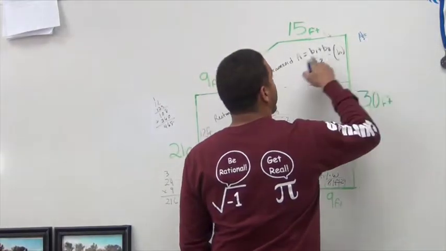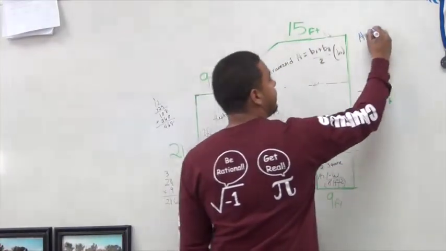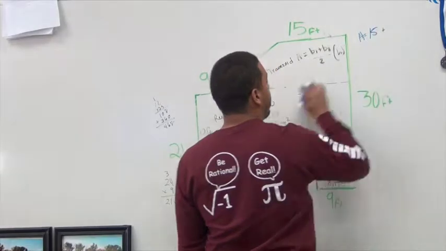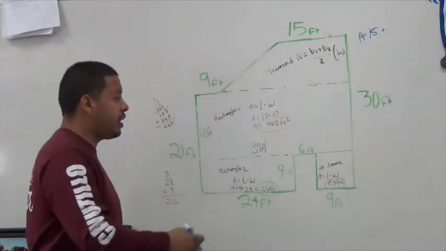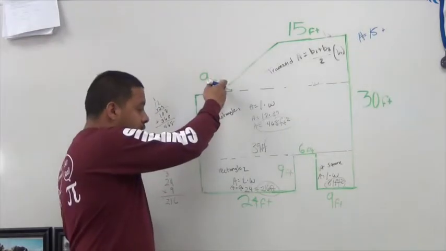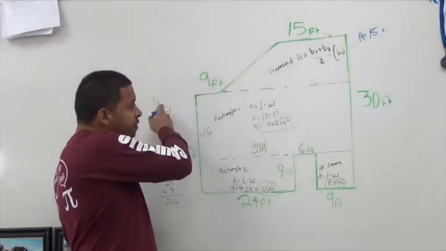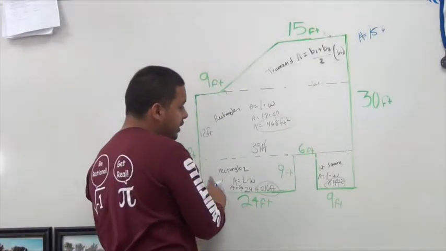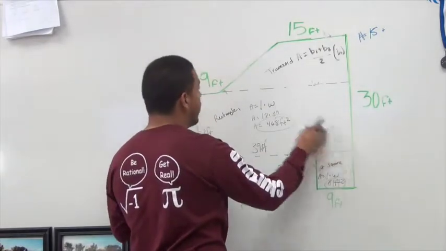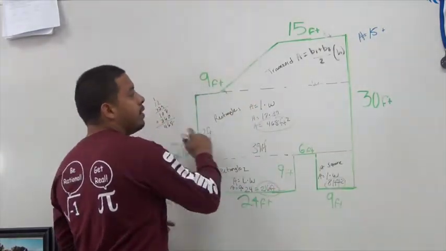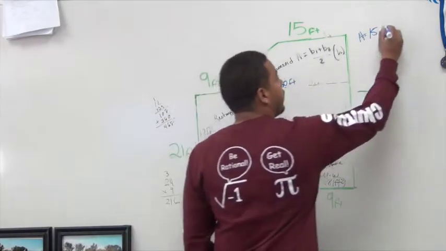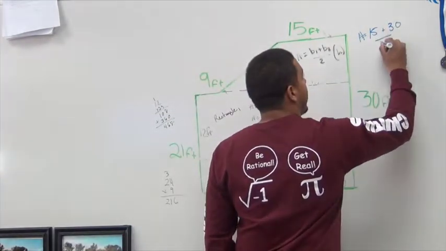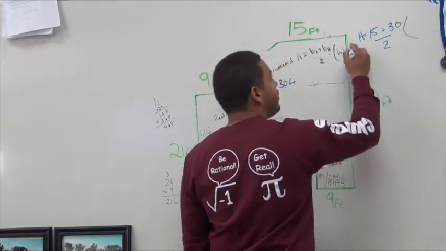Area equals base 1, which would be 15, plus base 2. What's the distance from here to there? Okay, just like I've been doing it, I'm gonna cut 9 feet off, okay? And we said that the distance from here to there was 39. So if I take off 9 feet, from here to there is gonna be 30 feet. Okay? Divided by 2 times the height.